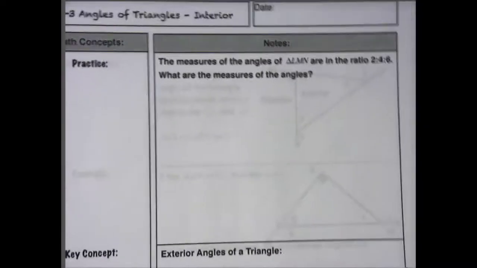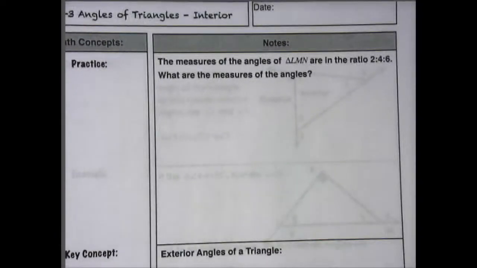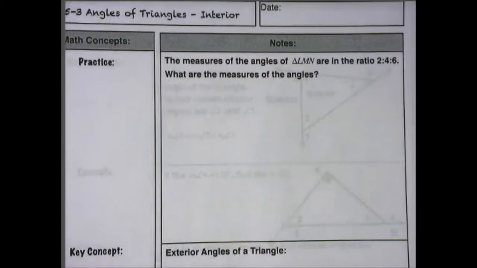All right, take a couple of minutes. I know this one's a little harder, and take a look at the practice problem. Let's set it up together before you get started. It says the measures of the angles of triangle LMN are in the ratio 2 to 4 to 6. What are the measures of the angles? So right away we know we're going to have 3 answers because we have 3 angles in the triangle.